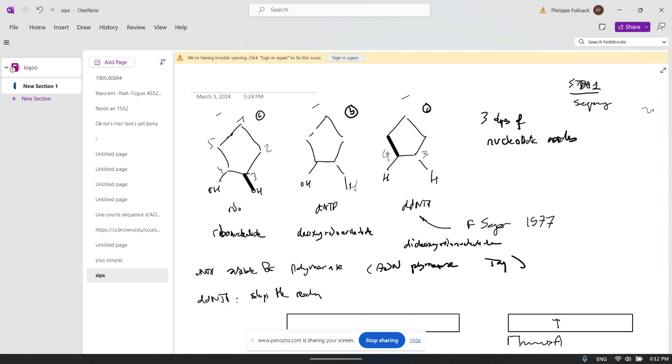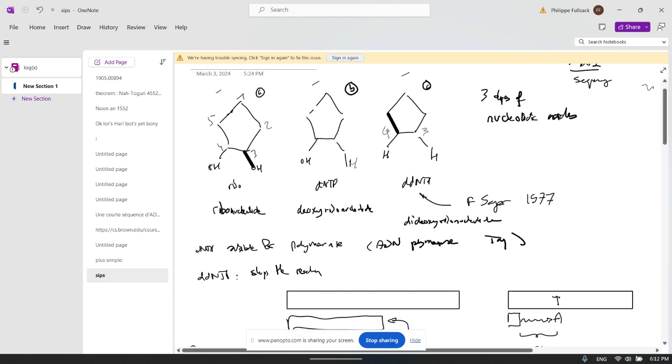Okay, so now what we have to mention is this. In 1977, Frederick Sanger realized that he could take advantage of this chemical species, this type of nucleotide, to stop the DNA polymerase reaction. It was a very smart idea.